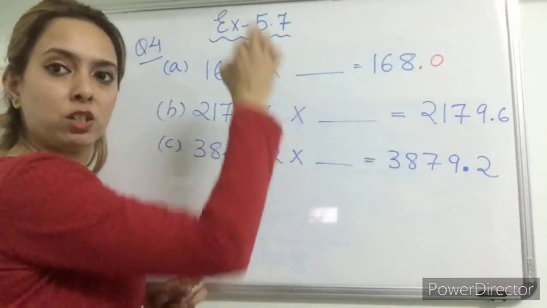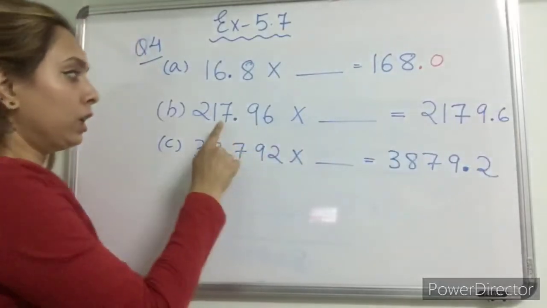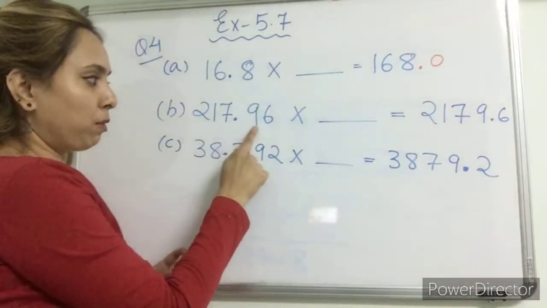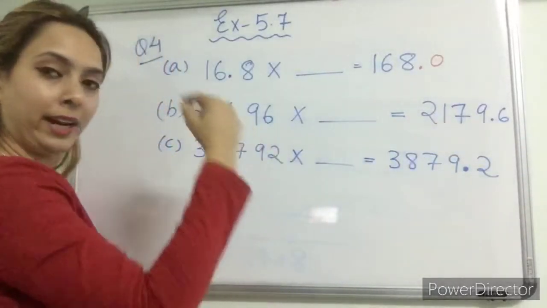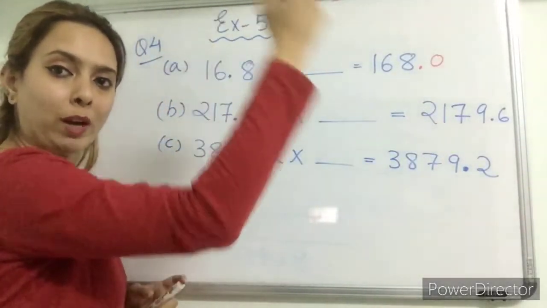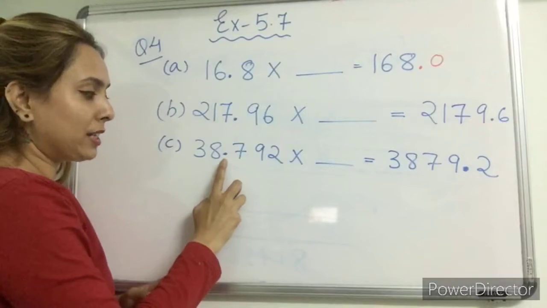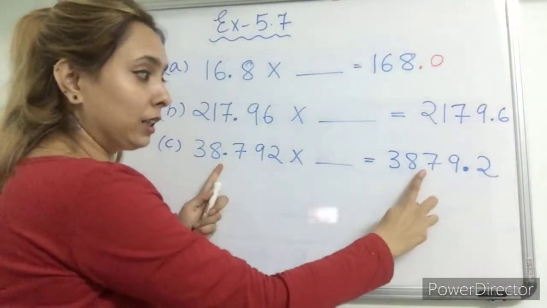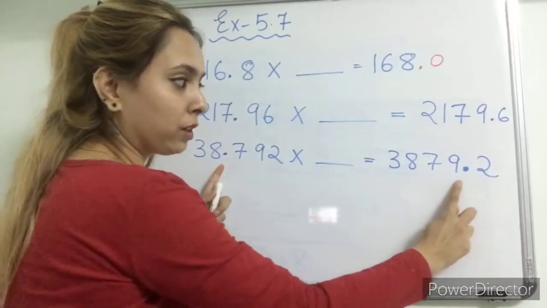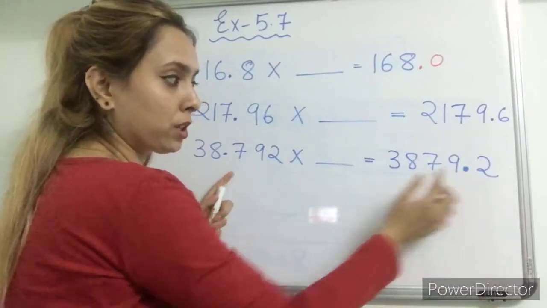8 numbers, the decimal has shifted to the right side. Here you can see the decimal is before this 9, and here the decimal is after 9. Again it has shifted only one digit. Here you can see the decimal is before this 7, and in the answer the decimal has shifted after 9, meaning it has shifted 2 digits.